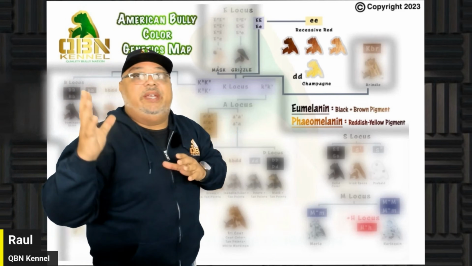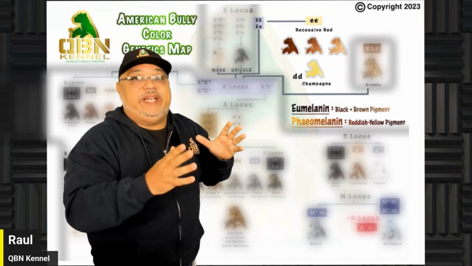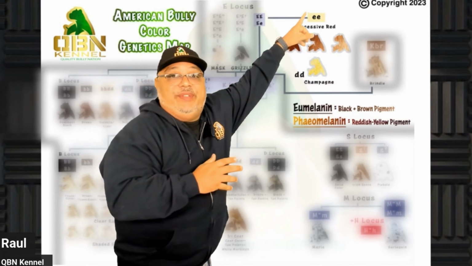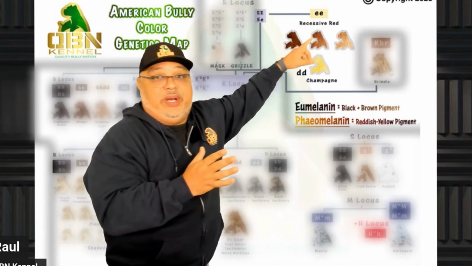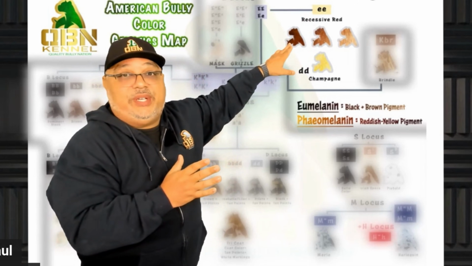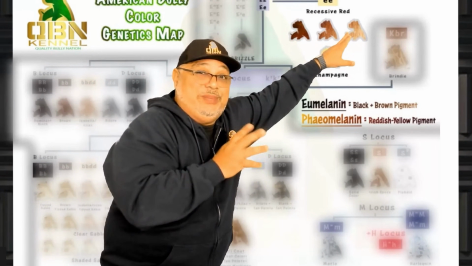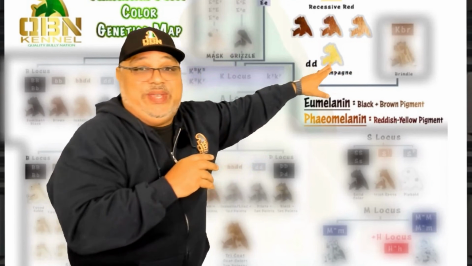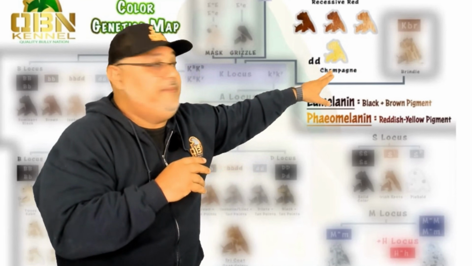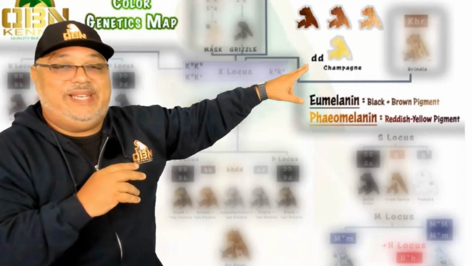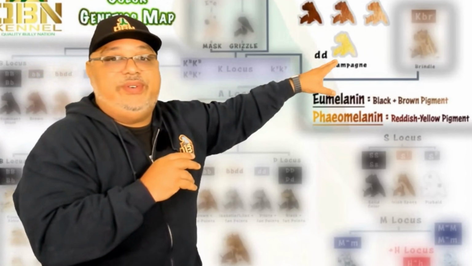For those of you that love the champagne color, what's going to happen is you're going to have the double e, which we already spoke on. You're either going to get that reddish color, brighter reddish, brighter reddish with some yellowish in there. But to get that champagne color, you're going to need the two lowercase d's, which is going to give you dilution.